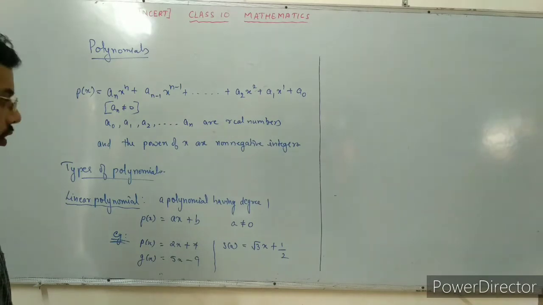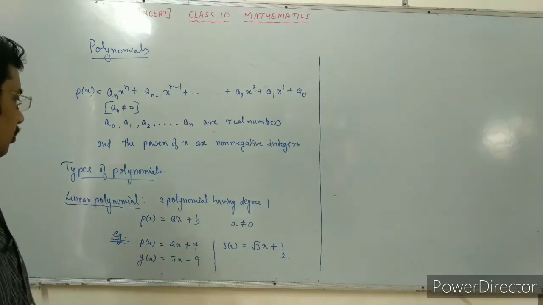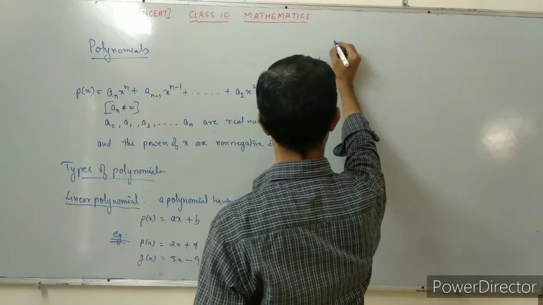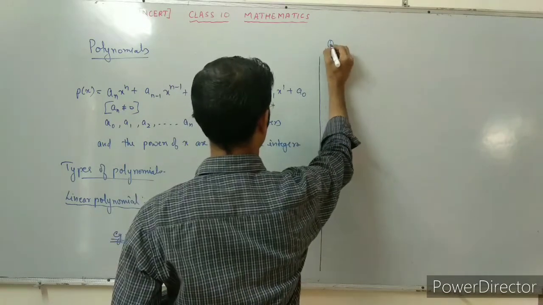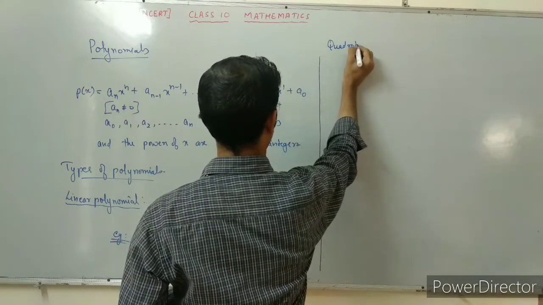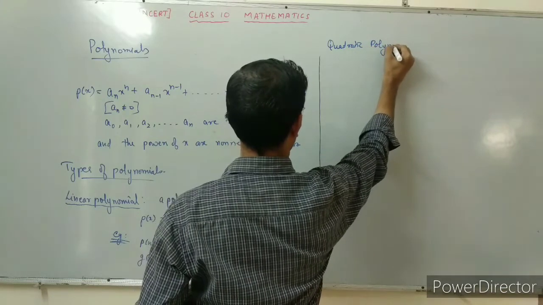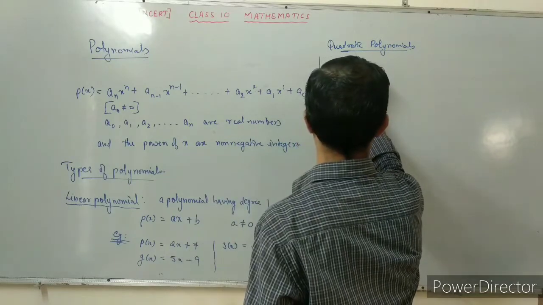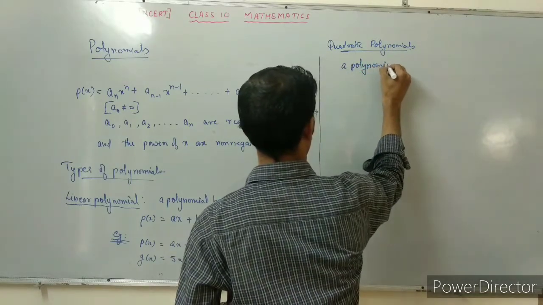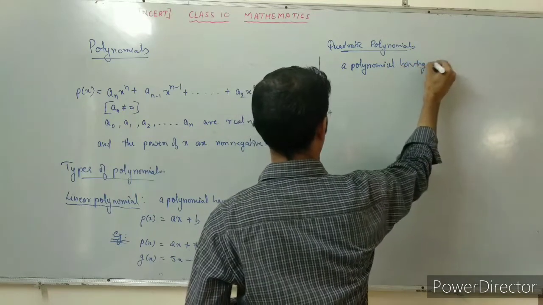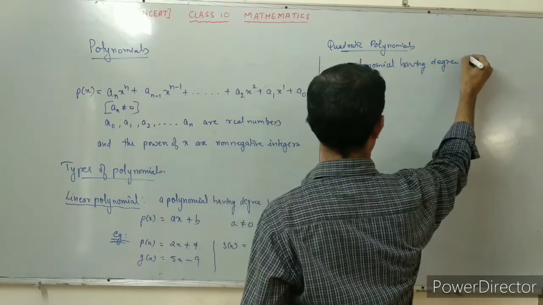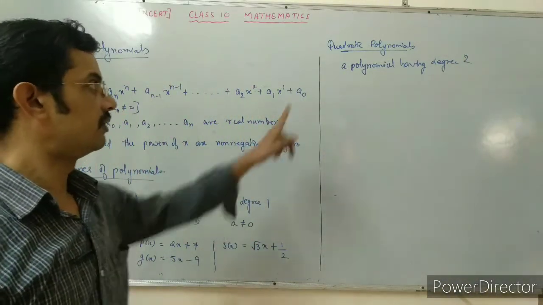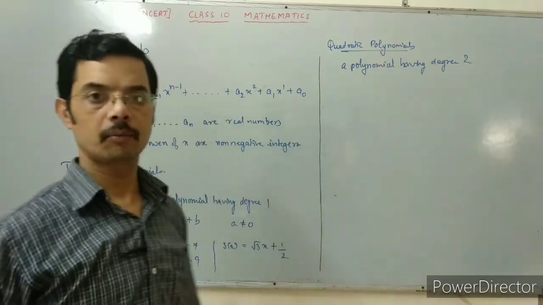Okay, now we shall move on to the next type of polynomials based on degree, that is quadratic polynomial. A polynomial having degree 2 is called a quadratic polynomial.